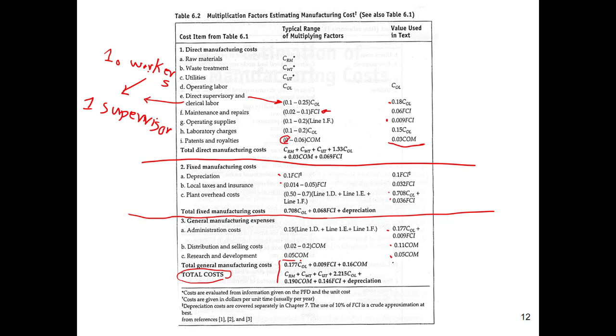So you sum everything together and you will find the total cost of the project, which can be calculated from the total cost of manufacturing by this equation that has all the items: the raw material, waste treatment, utility, labor, and so on. This is a general equation that we will use to find the cost of manufacturing for our process.